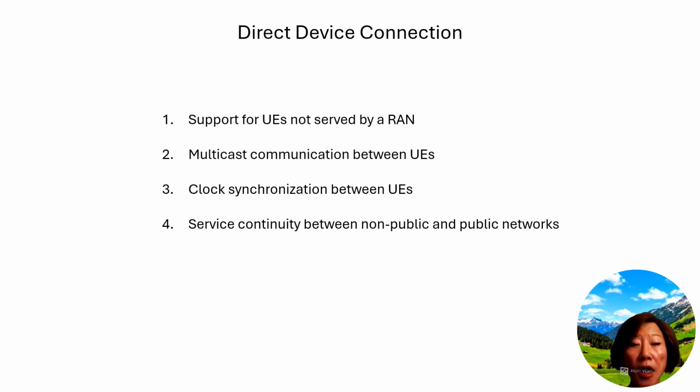Service continuity between non-public and public networks is achieved through advanced mobility management techniques. This might involve dual connectivity solutions where a device maintains connections to both networks simultaneously during the transition. The system also employs context transfer mechanisms to ensure that critical parameters, including synchronization information, are maintained during the handover process.